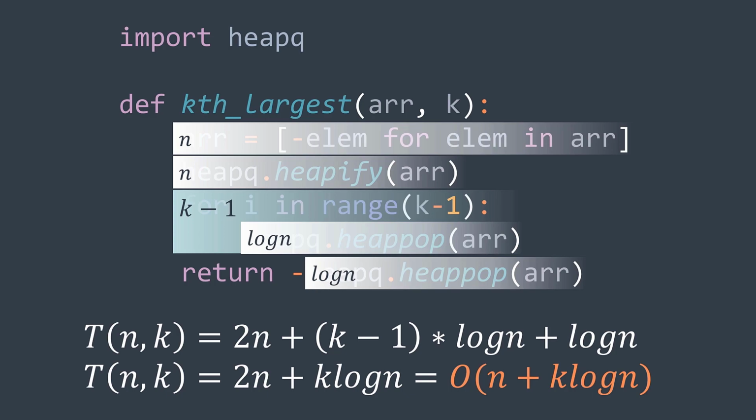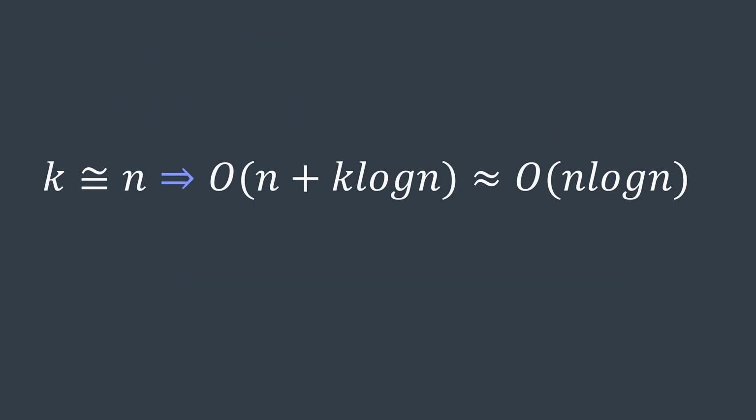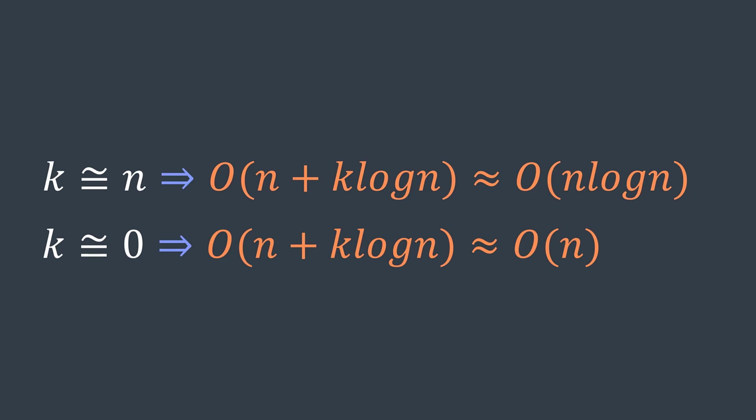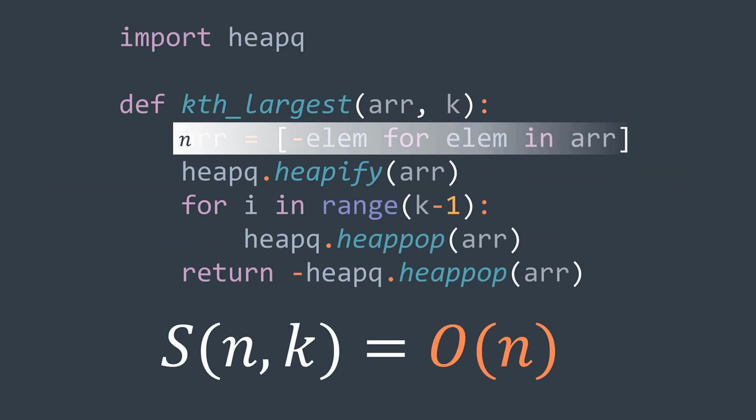But this solution starts giving interesting time performance difference only when n is huge and k is small, because when k is close to n, O of n plus k log n is close to O of n log n, the time complexity of the previous solution. But when k is close to 0, O of n plus k log n is close to O of n. And for the space complexity, we have n for the priority queue, so we get an O of n space complexity.